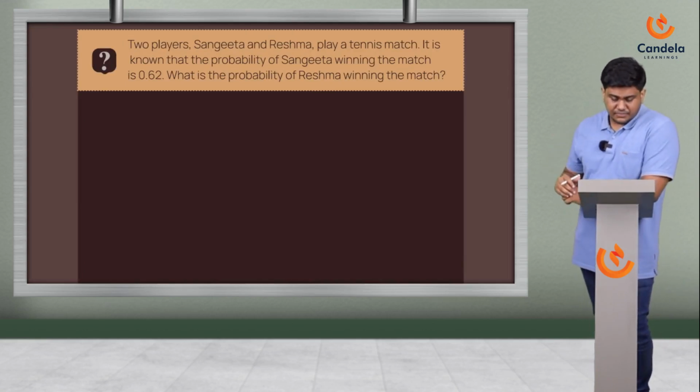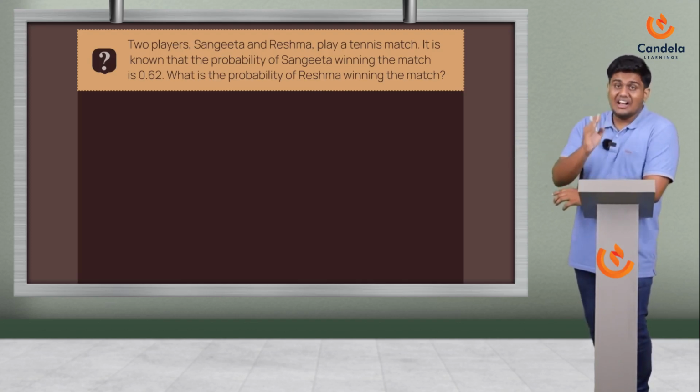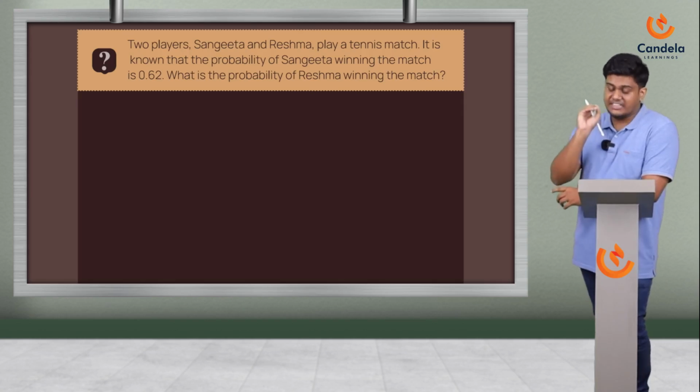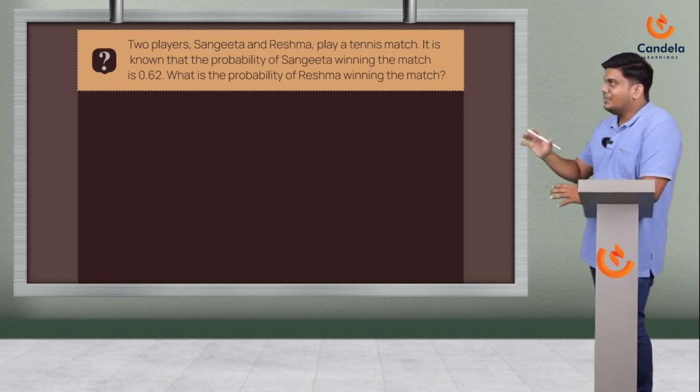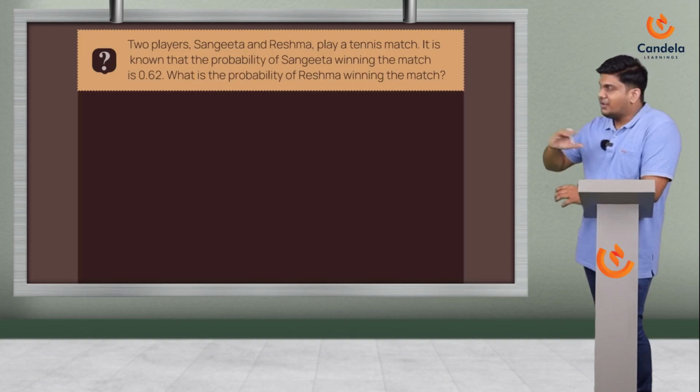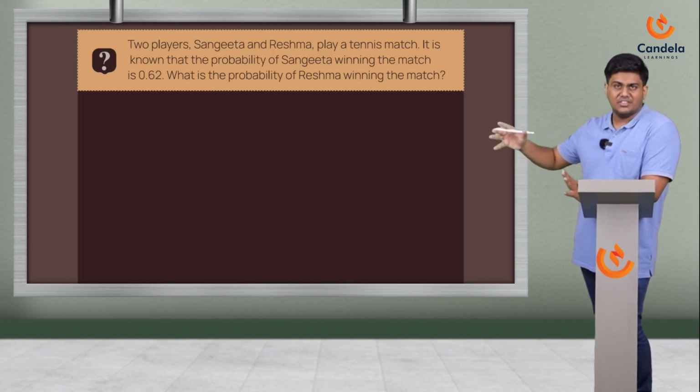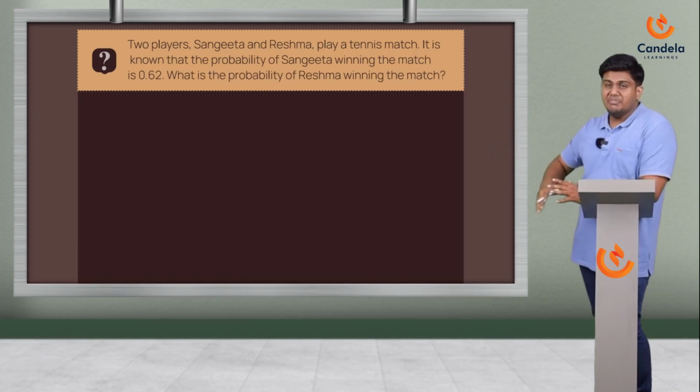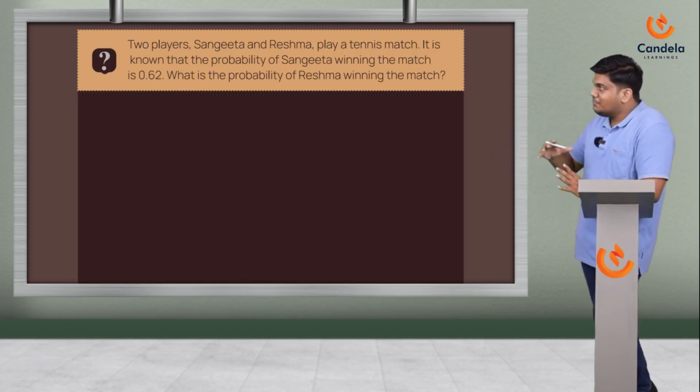Two players, Sangeeta and Reshma, play a tennis match. It is known that the probability of Sangeeta winning the match is 0.62. What is the probability of Reshma winning the match? So there are two people. They have given that one person, that is Sangeeta, will win at a probability of 0.62. What would be of Reshma? Now, you can do this question without doing any calculation. You can just simply look at it.